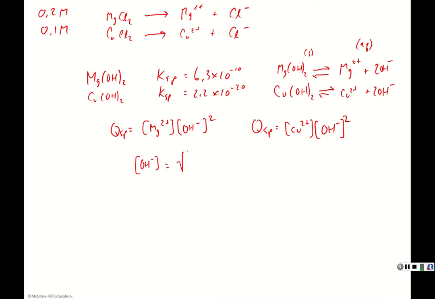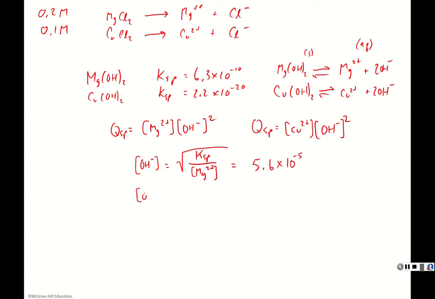So when we do that, we find it's going to be the square root of our KSP value divided by the magnesium concentration. And when we plug in those values for KSP and for magnesium 2 plus concentration, we would get KSP for the magnesium hydroxide 6.3 times 10 to the minus 10. The concentration of Mg2 plus is 0.2 molar. Take the ratio of those and do the square root, you get 5.6 times 10 to the minus 5.